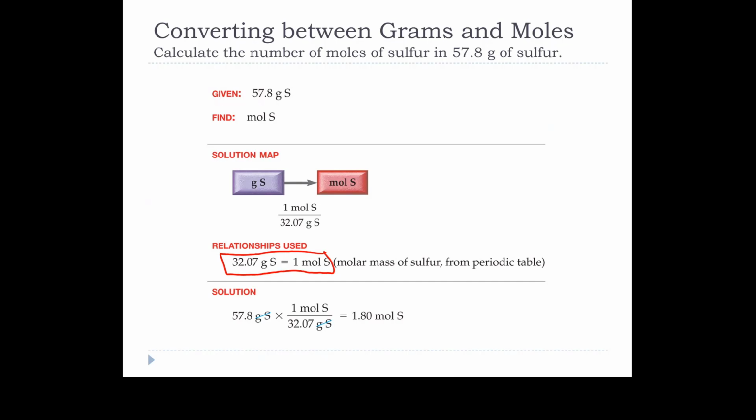We use that as a conversion factor. We write the conversion factor: 1 mole of sulfur is 32.07 grams of sulfur. We write it in such a way that grams are on the bottom and cancel out. We're left with moles. So 57.8 divided by 32.07 gives us 1.8 moles of sulfur. We can do this for everything on the periodic table. There's a relationship like this for everything on the periodic table.